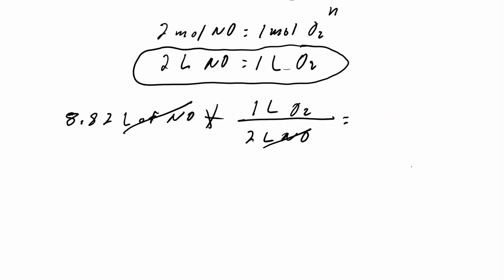So we can divide 8.82 by 2 in our heads, and we get 4.41 liters of O2 would be required for complete reaction of all the NO given.